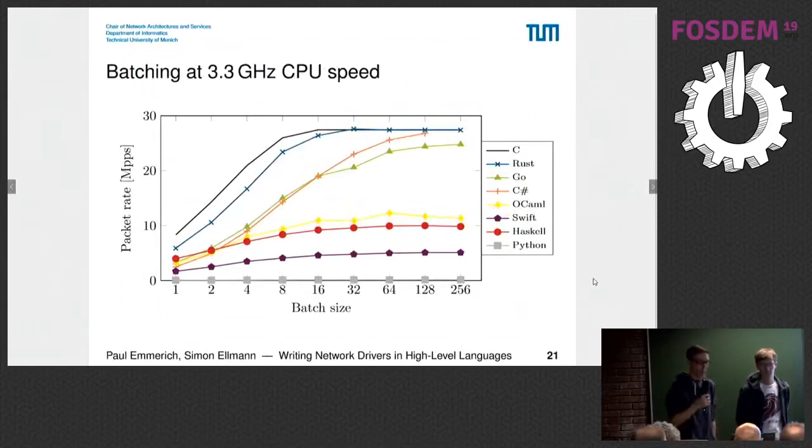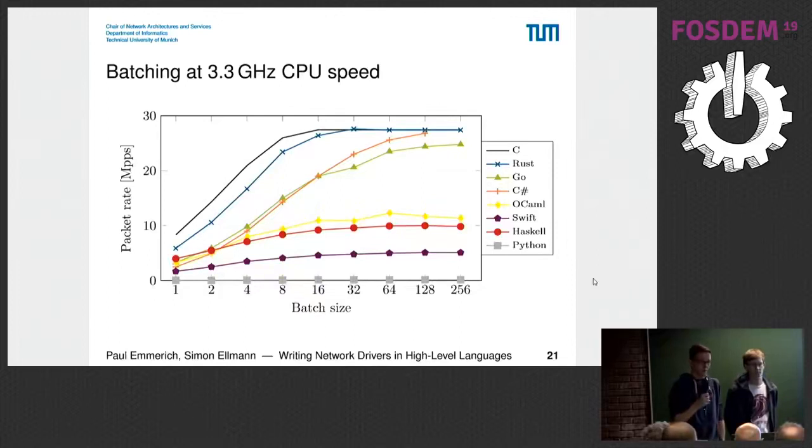What did we do? Well, we had a look at the throughput of our drivers with different batch sizes. That means how many packets are sent to the PCI device at once. On the x-axis you can see the batch size, on the y-axis the packet rate in million packets per second. The different plots in the graph are the different languages. And as you may notice, C and Rust are on top of all other drivers.